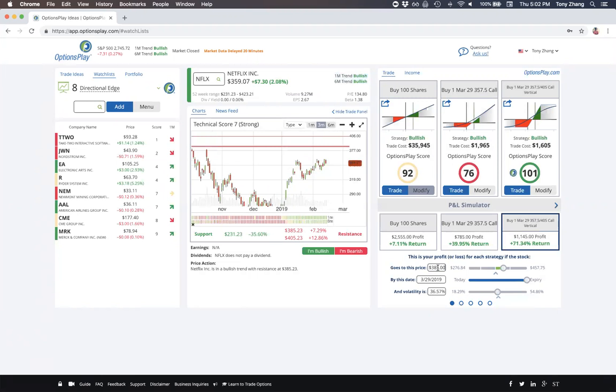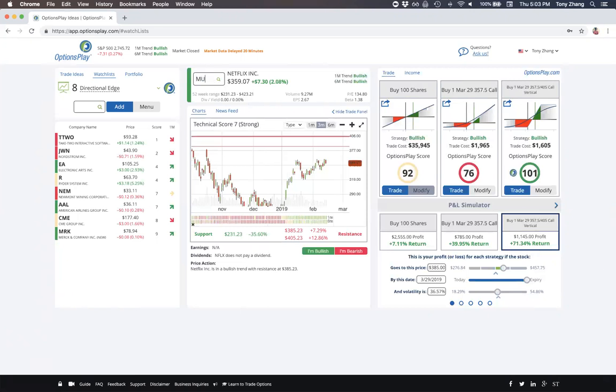As you can see, if it does make it up to 385, you do get a 71% return on the call spread, which is, I would say, average. Certainly not what I would consider very attractive, unless the stock really takes off. But as bullish as I am, I usually use these support and resistance levels as my targets.